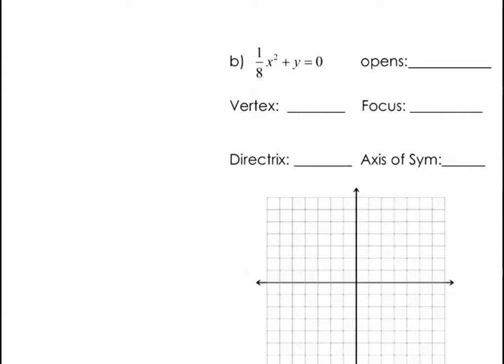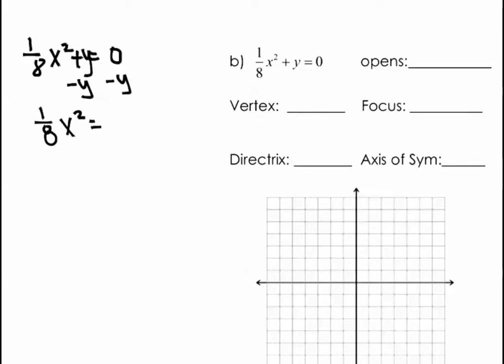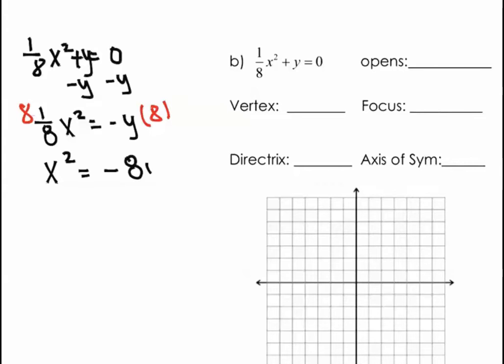So now we're going to go ahead and do an example B. First thing I want you to notice is that x squared is not by itself. So you're going to want to go ahead and get that by itself. So we'll take that 1/8 x squared plus y, set it equal to 0, plus y. And we'll go ahead and subtract y from each side. So 1/8 x squared equals -y. Then we're going to go ahead and multiply by 8 on each side. So now I'll have that x squared isolated, and we're going to have a -8y.